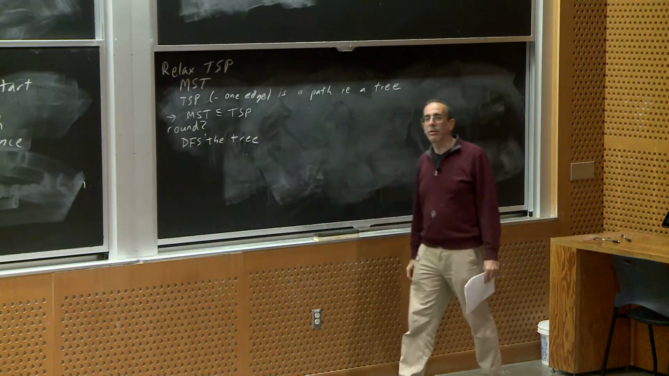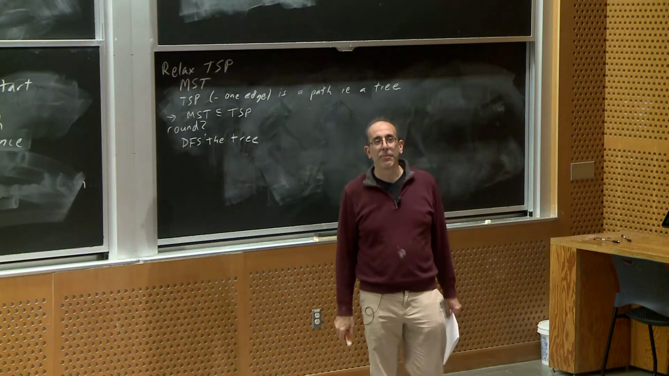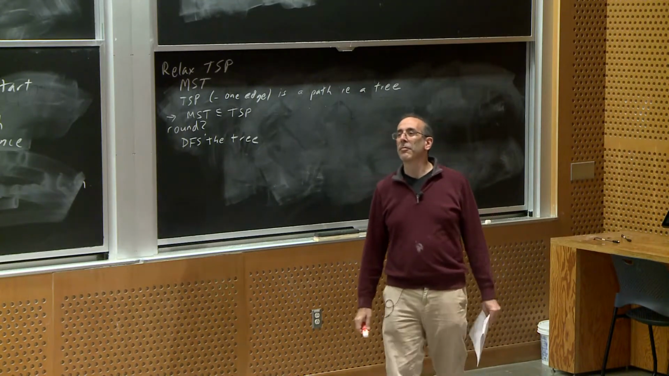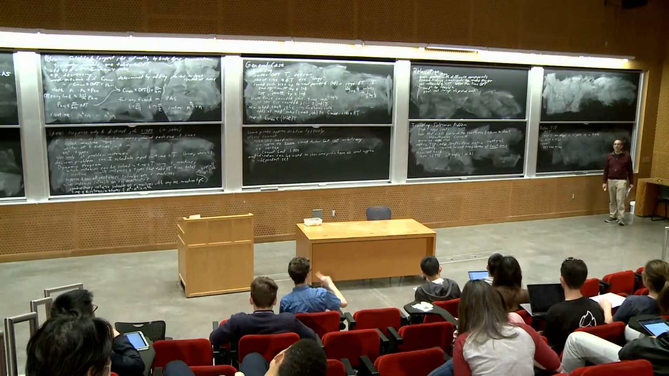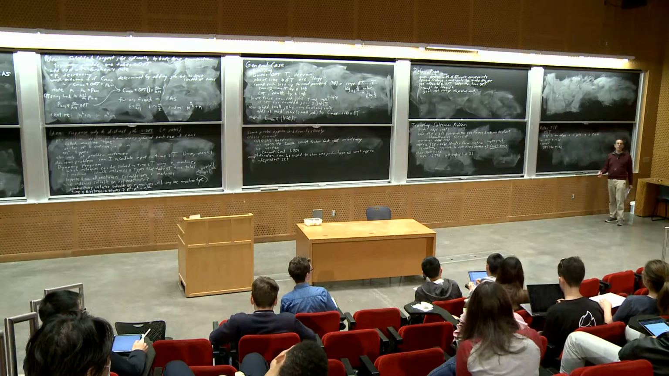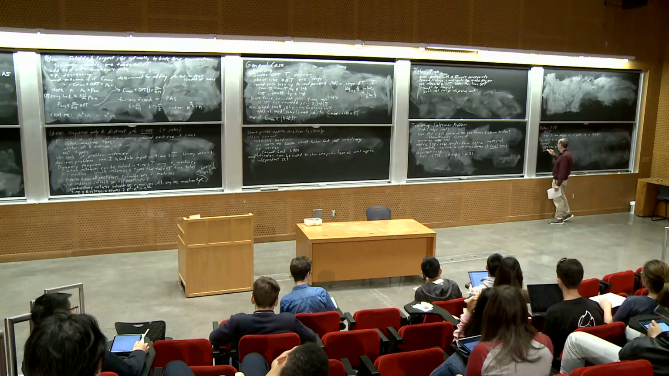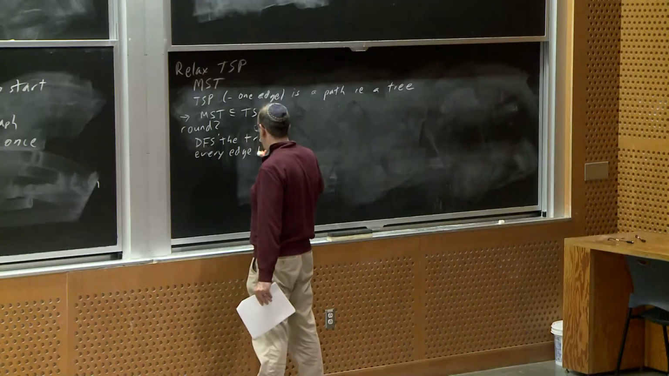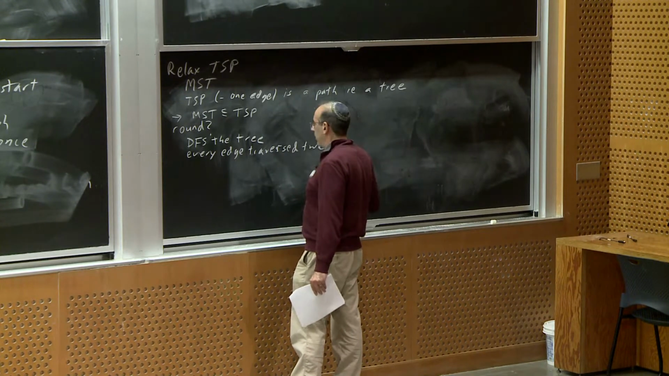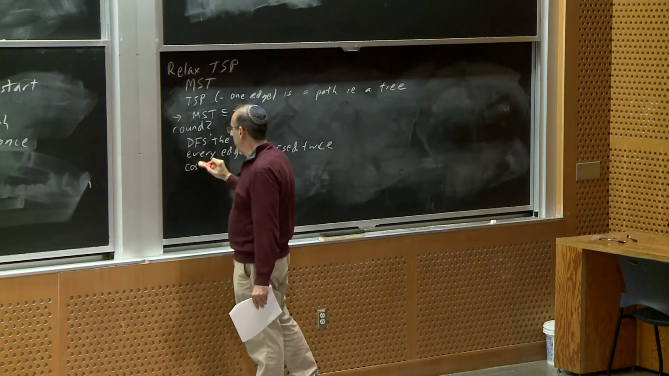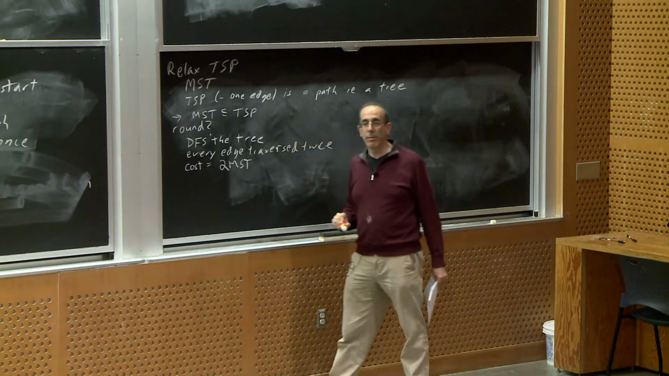How far do I travel in a DFS of the tree? Yeah? Edge at most twice. Exactly. I go down every edge, and I go back up every edge, right? Okay. And so the cost of taking this tour is just equal to twice the cost of the minimum spanning tree, right?